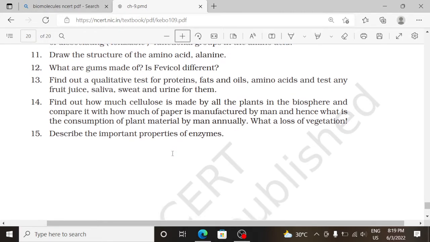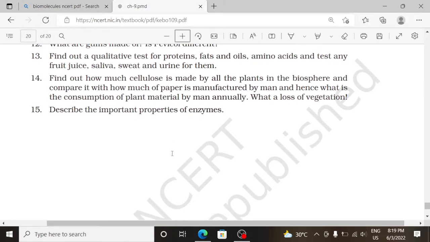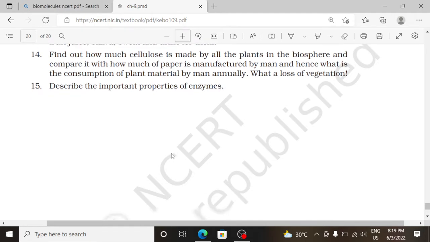12th is, what are the gums made of? Is fevicol different? 13th, find out the qualitative test for proteins, fats and oils, amino acids, and test any fruit juice, saliva, sweat and urine for them. 14th, find out how much cellulose is made by all the plants in the biosphere and compare it with how much paper is manufactured by man, and hence what is the consumption of plant material by man annually. What are laws of vegetation? And 15th is, describe the important properties of enzymes.